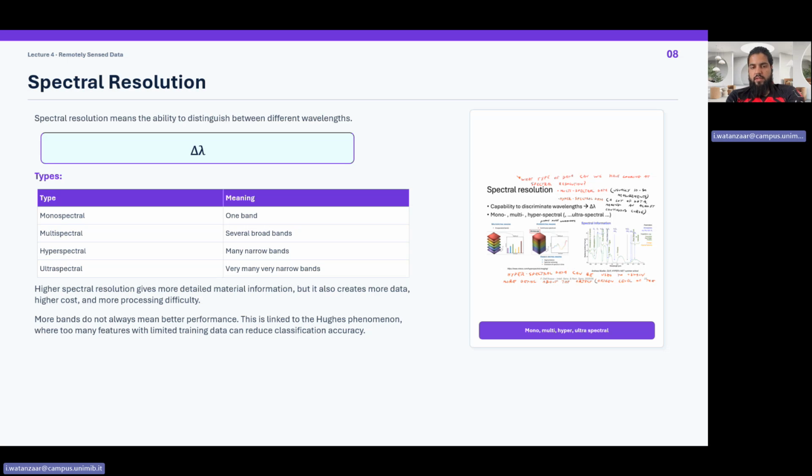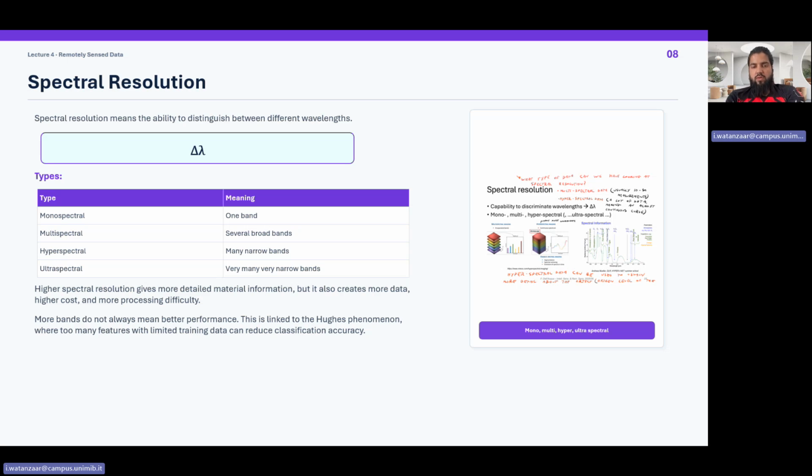Ultraspectral is even more, very many narrow bands, even more than hyper, like 1 or 2 nanometers. The higher spectral resolution gives more detailed material information, but it also creates more data. The bands generate petabytes of data, so the cost will definitely be higher, with more processing difficulty, and computation power is required.